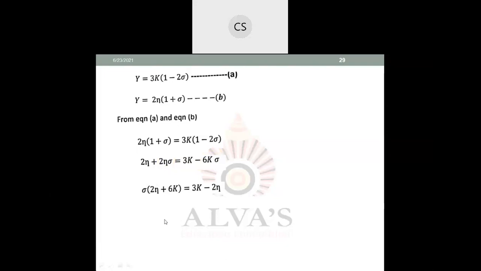Now rewriting, because we have to get the relationship, take the term 2 eta plus 6K to the right hand side. Therefore sigma is equal to 3K minus 2 eta divided by 2 eta plus 6K.